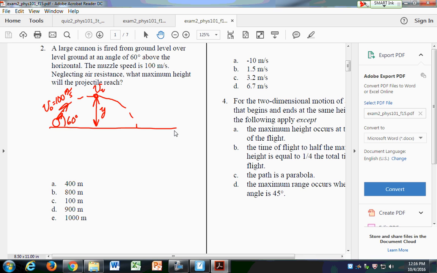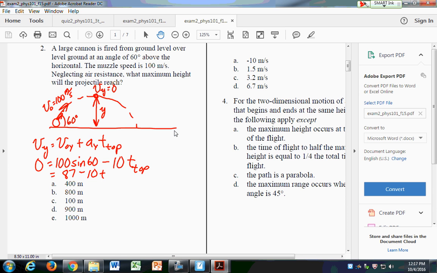But I know some other information, that v_y at the top there is equal to 0. So I can say v_y equals v naught y plus a_y times t, and I'll call this t top just to remind me. v_y is 0, this is 100 sine of 60. That's my y component of my velocity. Minus 10 times t top. So this is 87 minus 10 t top. So t top equals 8.7 seconds.